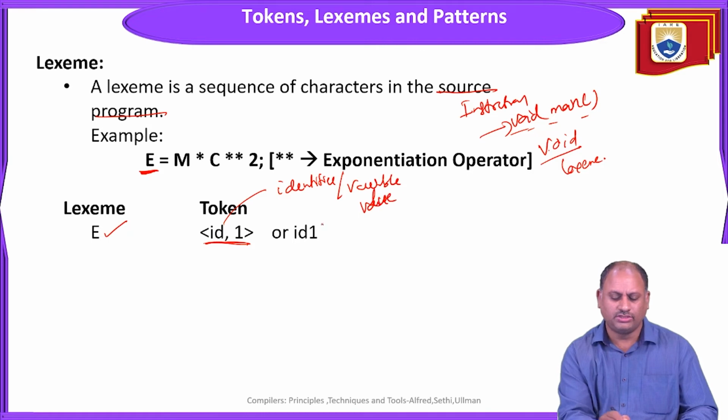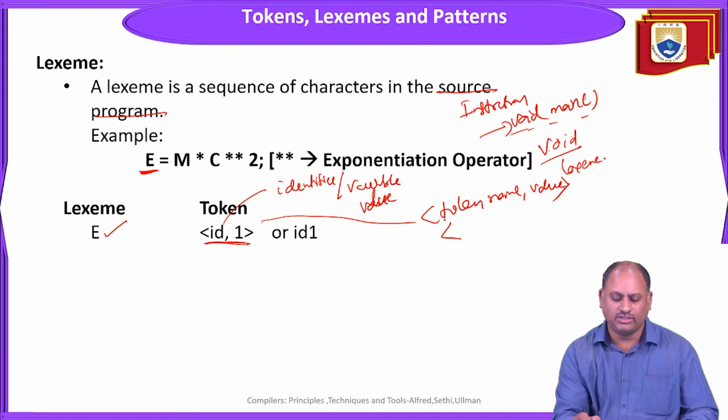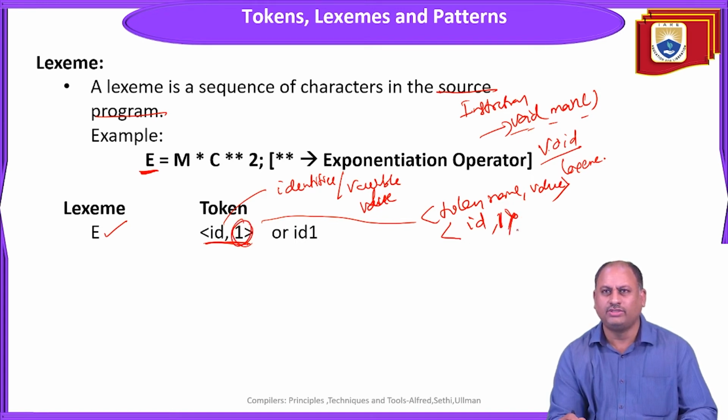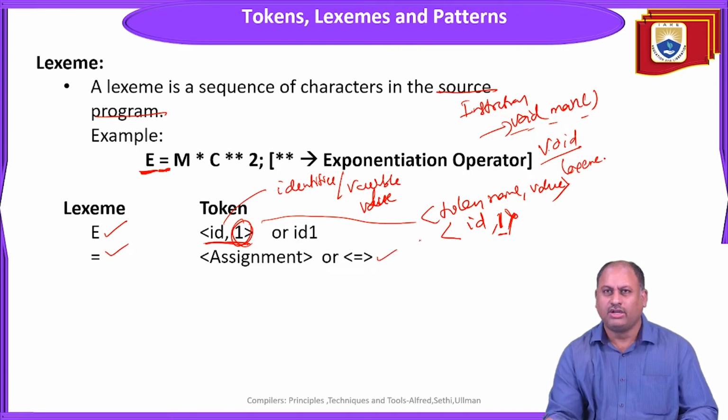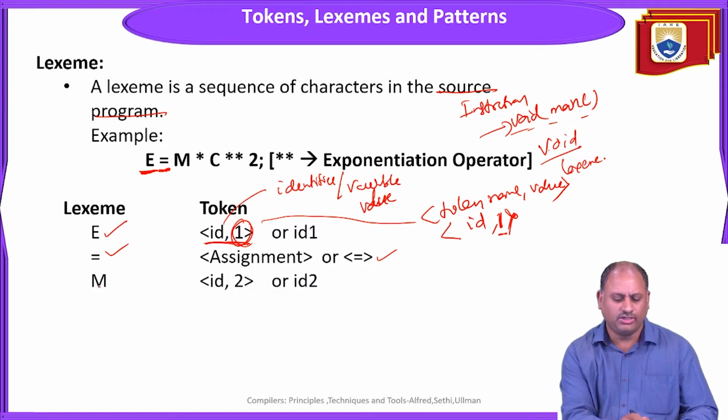So here the syntax is given as token name or attribute name and the corresponding attribute value. What is the name here? The first is ID, an identifier, and in the symbol table it is the first identifier. That's why we give the variable name, and the value of the identifier is 1, since it is the first identifier. The second one, the equals sign, is also considered another lexeme, and it comes under operator. The third one is M, which is considered one more lexeme, and it appears as the second identifier. That's why it is identifier comma 2.